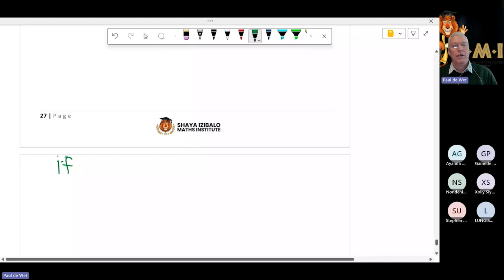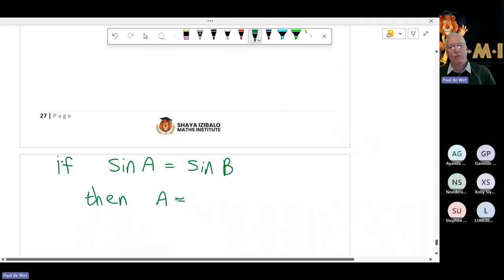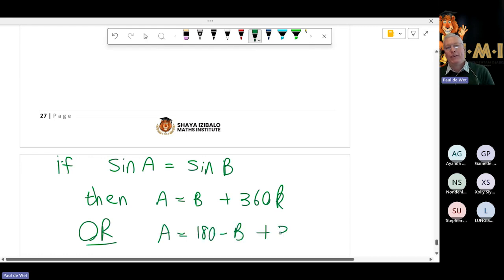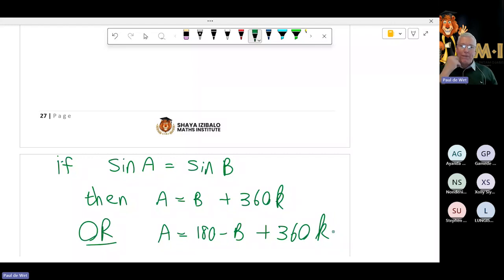If sine of A equals sine of B, then A equals B plus 360k, or A equals 180 minus B plus 360k. So those are your two options. If you've got sine equal to sine, then either the angles are equal, or one of them is 180 minus the other one. That happens when you've got different angles, so you can't divide to get tan.